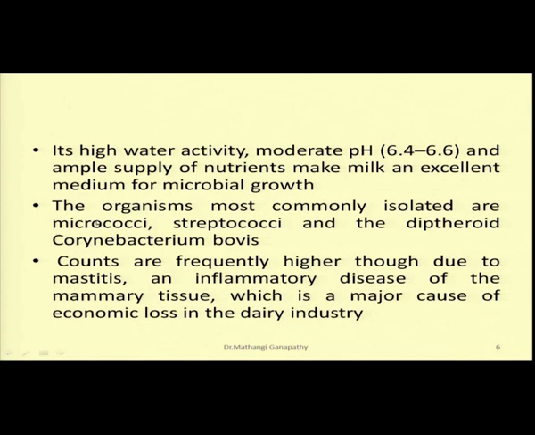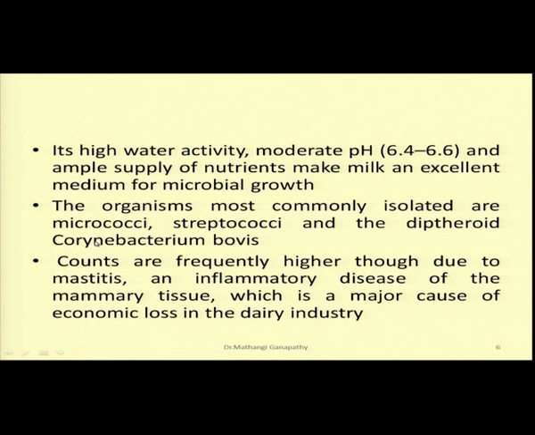Then you have what you call the whey proteins: the alpha lactalbumin, the beta lactalbumin, serum albumin and the immunoglobulins. So, this is actually the composition of milk. It has a high amount of water, so high water activity is present. The pH is actually very moderate, between 6.4 and 6.6, and it is a nutrient rich source. So, all these factors make it an excellent medium, a fantastic medium for the growth of microbes. And the common organisms which are isolated and associated with milk are micrococci, streptococci and the diphtheroid organism Corynebacterium bovis.